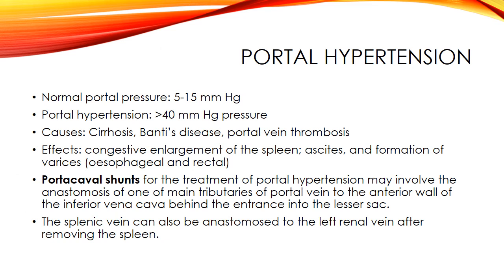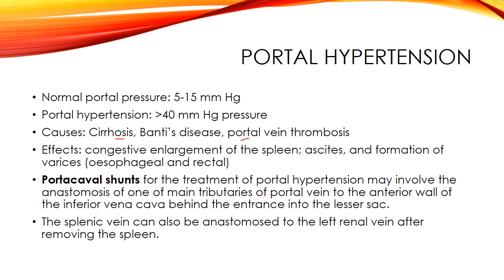So the blood flow through the portal system has a blood pressure, and the normal portal pressure is around 5 to 15 millimeters of mercury. But when this pressure rises due to any blockage in the portal circulation, it can go beyond 40 millimeters of mercury, and this is known as portal hypertension. The causes for this are cirrhosis or portal vein thrombosis.